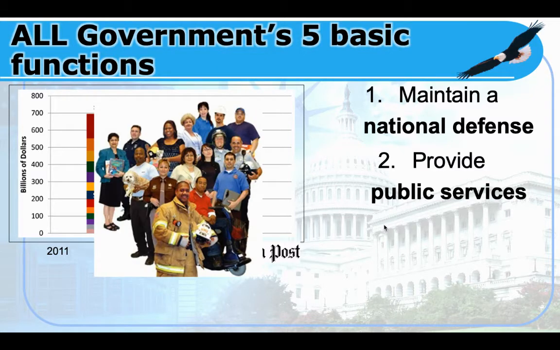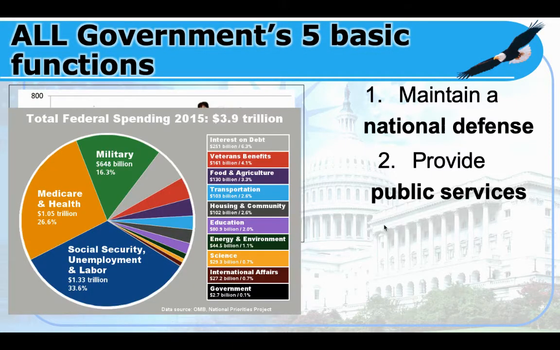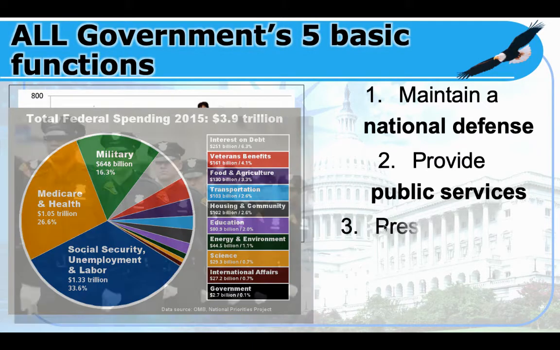Number 2, provide public services: teachers, police officers, firefighters, hospitals, nurses, doctors, people who work for public services, the electricity grid, the infrastructure of a city. All these things are for us to maintain so that we function day to day. And you can see there how much we spent in 2015 under Obama. We spent about $4 trillion that year. That's what the federal government spends.